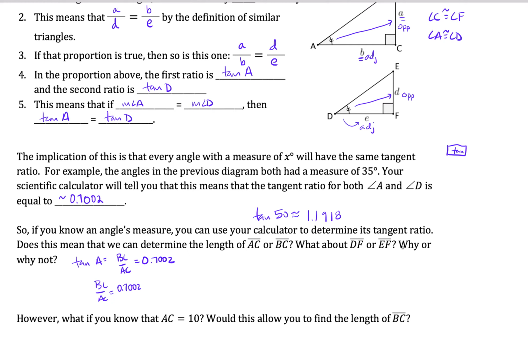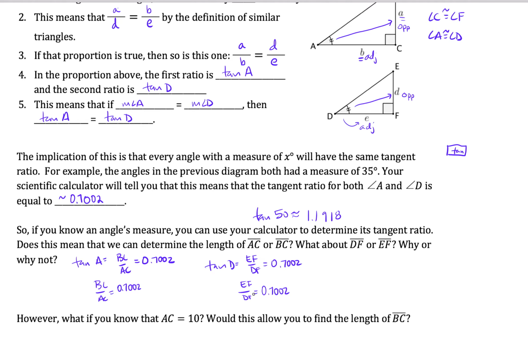Or what about DF and EF? Because I know that the tangent of angle D would be EF over DF, and it's also going to be 0.7002. So in other words, EF over DF needs to equal 0.7002. Can I find what one of these is equal to? But if you think about it, the answer is going to have to be no, right?